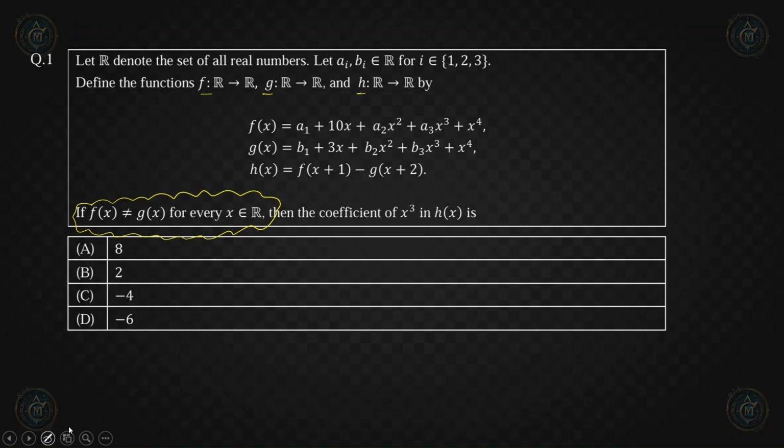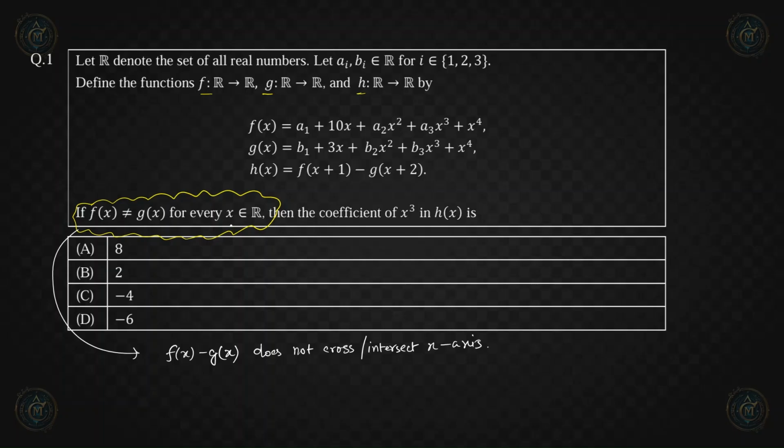First let us interpret this information. This given information is very important. It means that f(x) minus g(x), if we assume this to be a function, does not cross or intersect the x-axis. Now what does this mean?